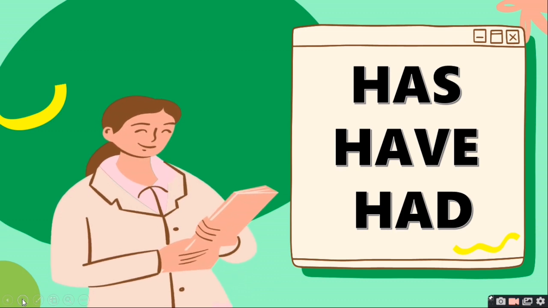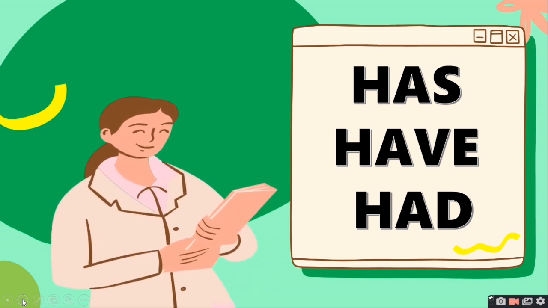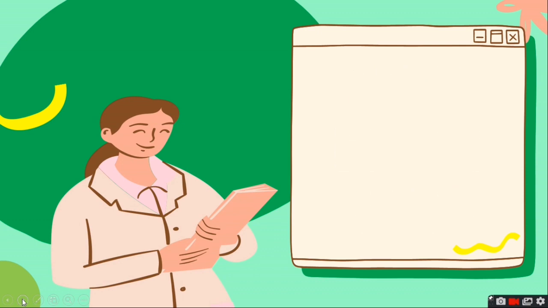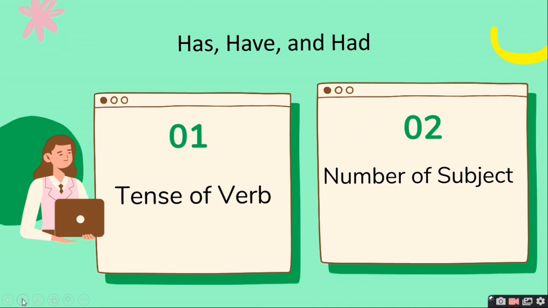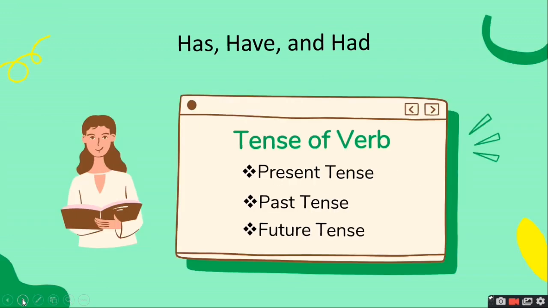In this video, we will discuss the correct usage of the verbs has, have, and had. When should we use has, have, and had? In using has, have, and had, there are two things we need to remember. First is the tense of the verb, and second is the number of the subject. Let's go through them one by one to fully understand the usage of has, have, and had.